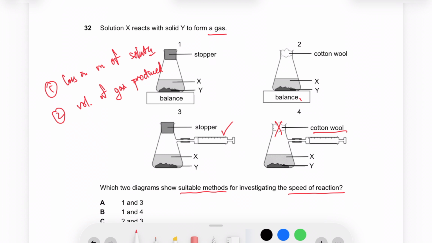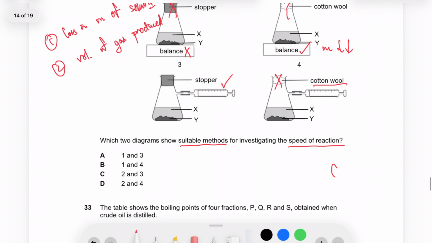And this one has a balance, but you have a stopper here, so the gas will be trapped, so the mass will not really change in this case. So if you use an electronic balance, you need a cotton wool so that the gas can still escape. Then your mass will slowly decrease. Okay, so it's 2 and 3. 2 and 3 will be C.